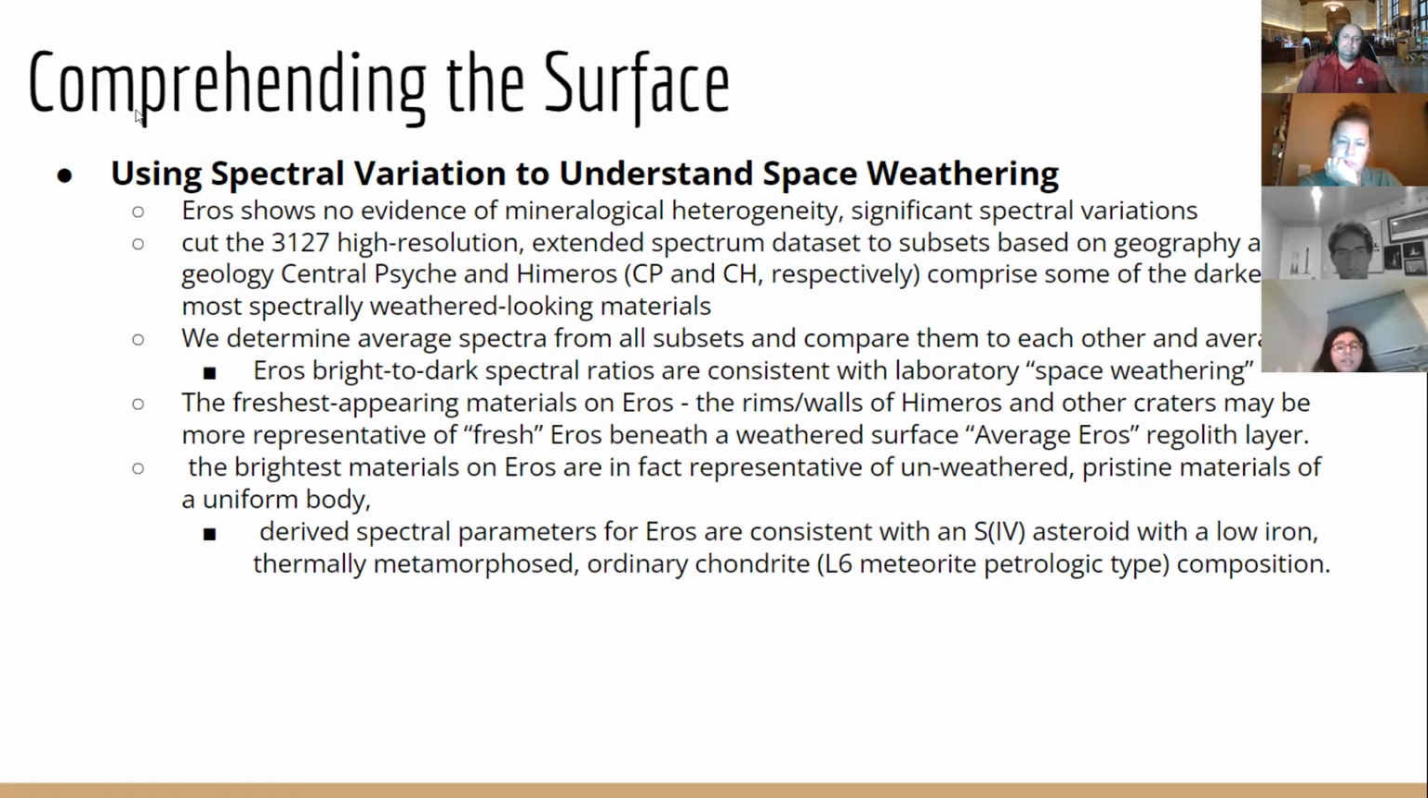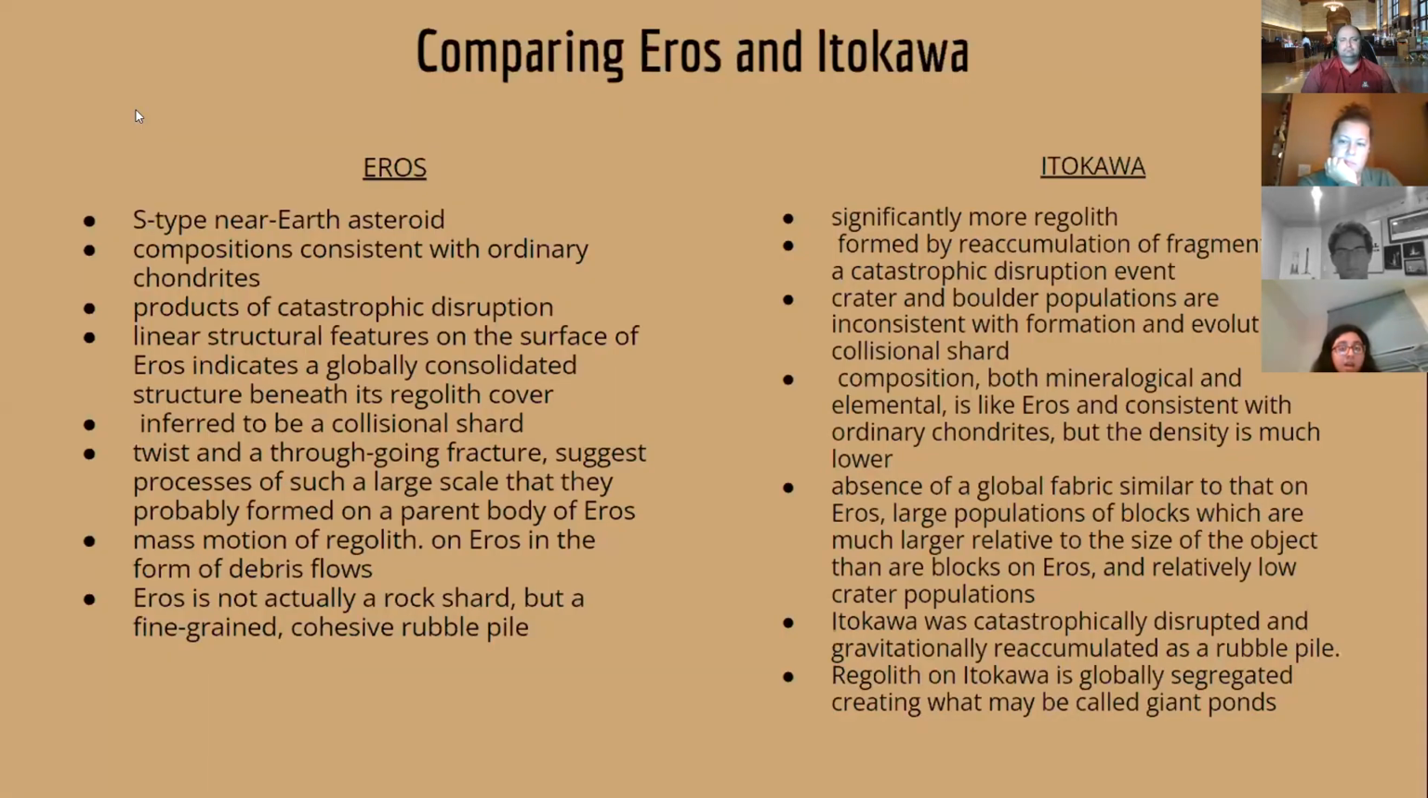The evidence shows that it's consistent with being an S4 asteroid with a very low iron composition. It's probably thermally metamorphosed, and it's an ordinary chondrite. Overall, this specific asteroid was the one that's most similar to the first one I discussed. And just comparing the two, we can see a bunch of similarities. So if we look here on the Eros side, the first 3 bullets, the fact that it's an S-type near Earth asteroid, its composition is consistent with ordinary chondrites, and that it's a product of catastrophic disruption, is all the same in Itokawa.